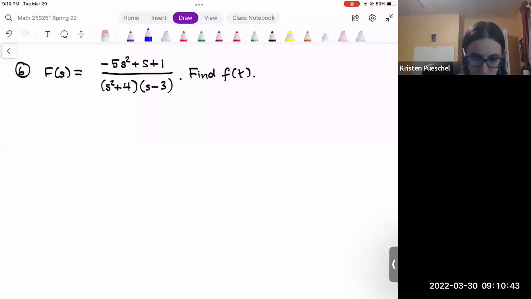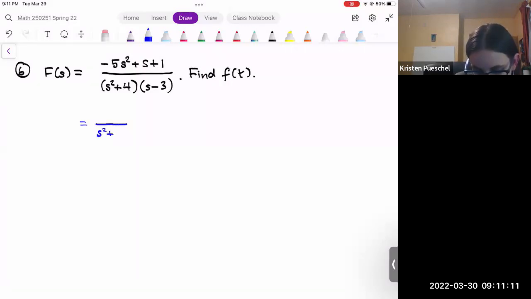Okay, in this video, we're going to look at an example where we want to find an inverse Laplace transform, but our partial fraction decomposition is a little bit uglier. So here we see an irreducible quadratic in the denominator, as well as this linear term s minus 3. Okay. So let's try and write down the form of our partial fraction decomposition.